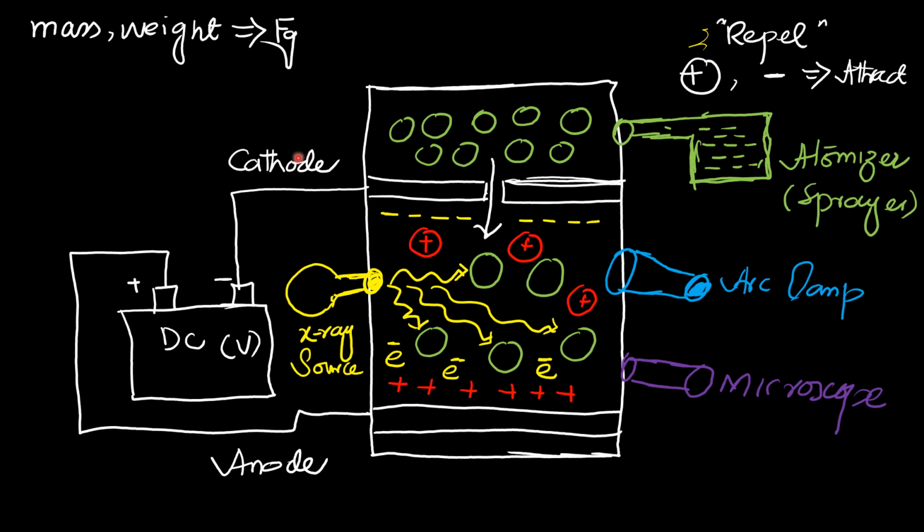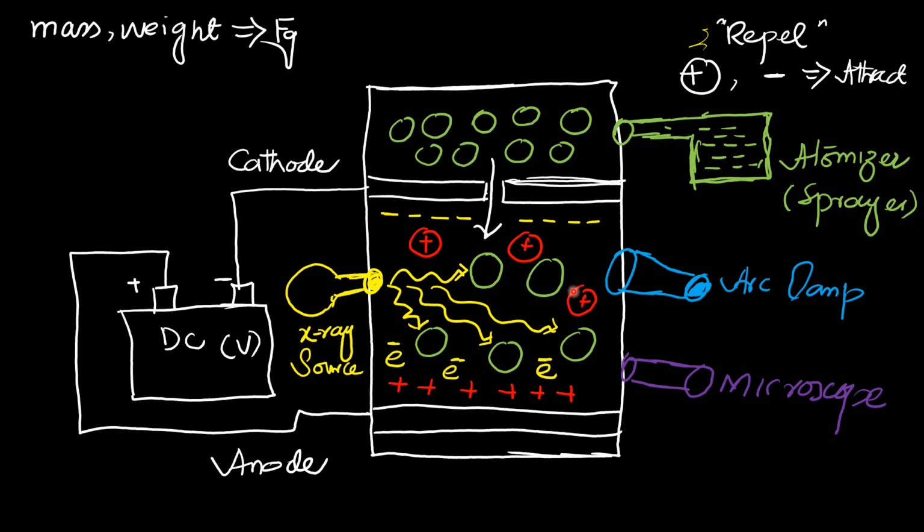So now, dear student, the charge on a positive ion is positive, so it will be repelled by the positively charged plate, or the anode. Whereas the electron has a negative charge, so it will be attracted by the positively charged plate, or the anode.